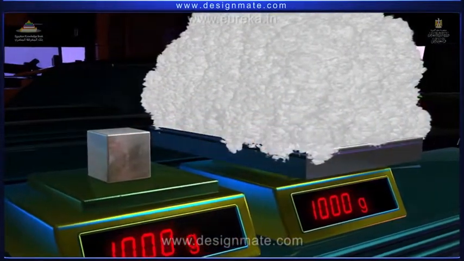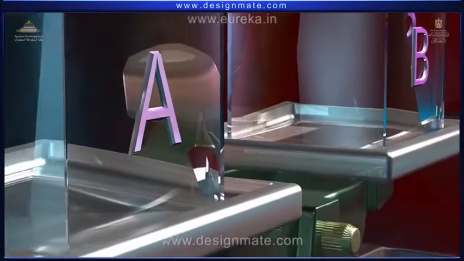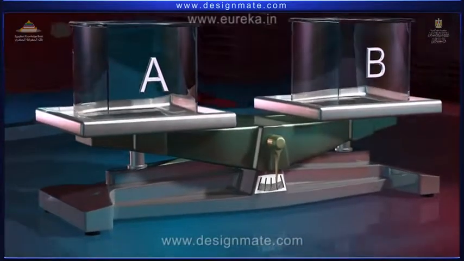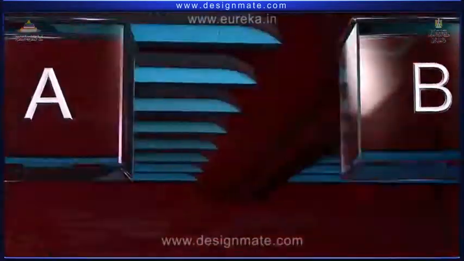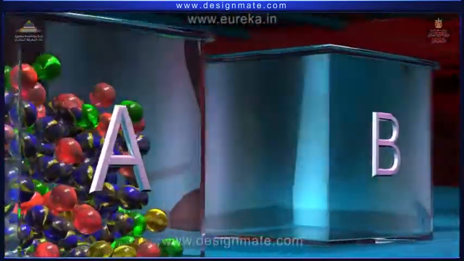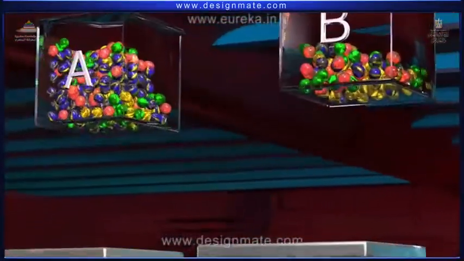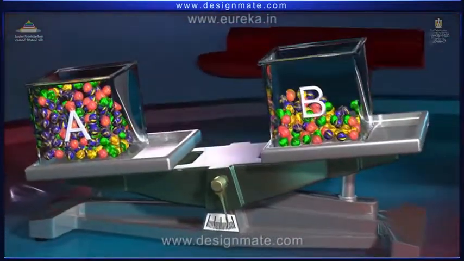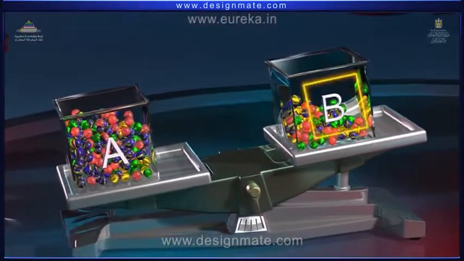Let us perform an experiment to understand the concept of density. Consider two boxes A and B of unit dimensions. On placing them on two pans of a beam balance, they register equal mass. But now, put about 500 marbles in A and about 100 in B. Place them on either side of the beam balance. You will find that box A weighs more than box B. We know this because box A contains more marbles than box B.